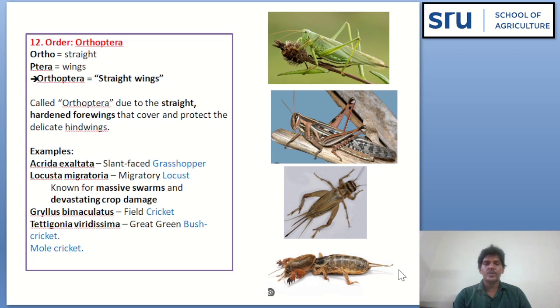Next order is the Orthoptera, that is straight-winged insects.